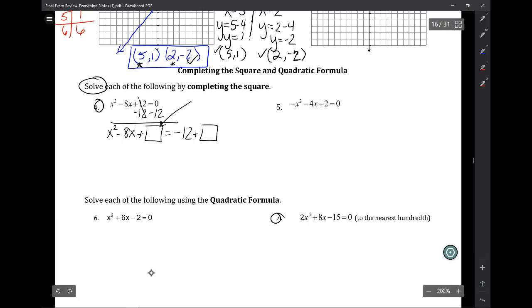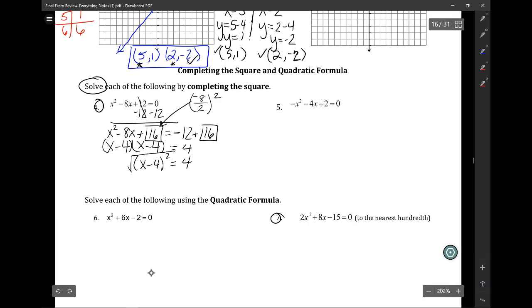Now to fill the box, we take the middle number, we cut it in half, and then we square it. So if I take the middle number and I cut it in half, which is 4, and then 4 squared is 16, that's the number I'm going to be putting on both sides. Well, this is going to factor to be 4 times 4 is 16, negative and a negative, because it has to be the same thing twice so that I can rewrite it as a single factor squared. And then negative 12 plus 16 gives me a 4.